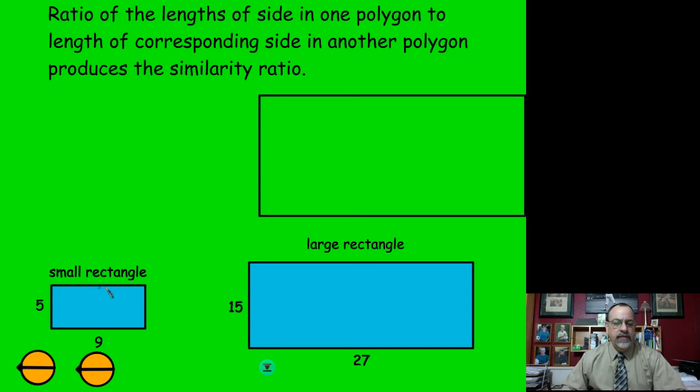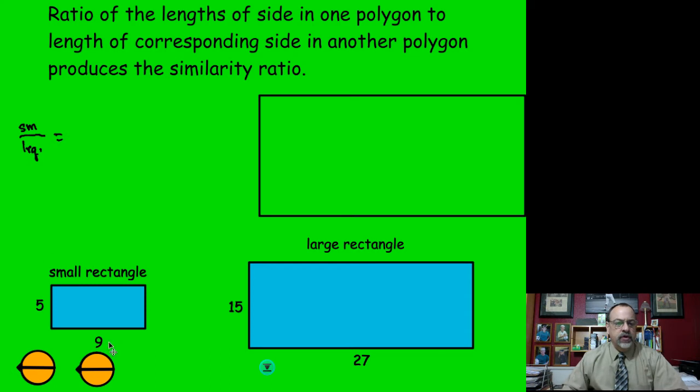Condition number two is, if we write the ratio of the corresponding sides, will we get the same one? Now, before I write my ratio, I need to decide what is going to be in my numerator and what is going to be in my denominator. Now, this does not matter. The only thing is that once you've made your choice, then you must stick with it with all of your ratios. So let's write this with the smaller rectangle sides in the numerator and the larger rectangle in the denominator.